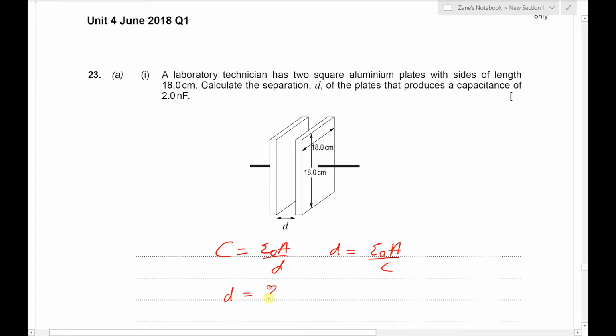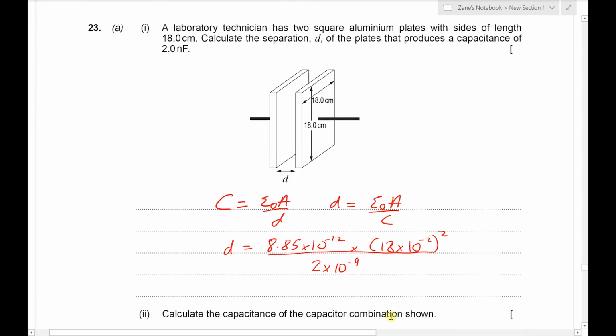So put in some figures. Epsilon naught is in the data book, 8.85 times 10 to the minus 12. The area will be 18 centimeters, so turn that to meters squared because they are square plates. And the capacitance was 2 nanofarads. Don't forget the nano is 10 to the minus 9. That will give us 1.43 times 10 to the minus 4 meters, or about 0.143 millimeters.